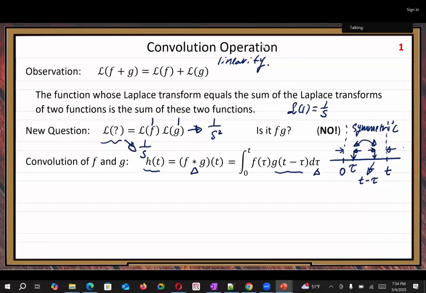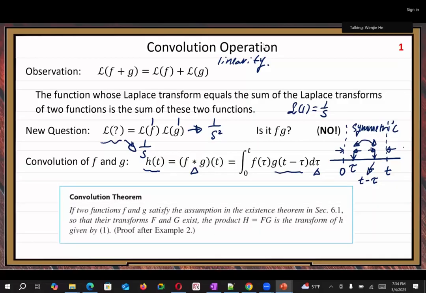Otherwise some people may ask, why do you use that t minus tau? In math, the symmetry is very important. The structure of symmetry is very important. For many special operations, you need to consider the symmetry property. Here in this convolution, there is a symmetry structure built inside the convolution operation.